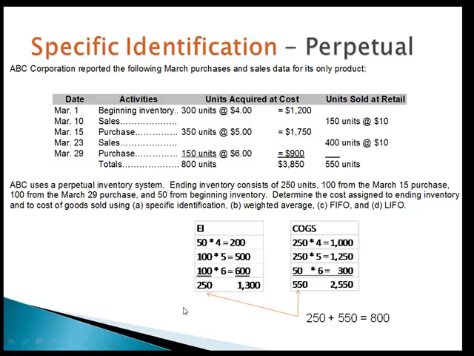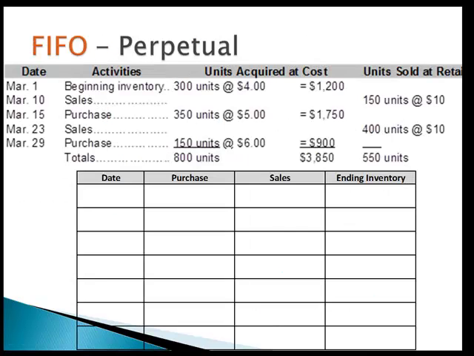We can check our figures by saying the units in ending inventory plus the units in cost of goods sold equals 800. Yep, that's how many units we had on hand. And we can do the same thing for the dollars. So 1,300 plus 2,550. Check that equals 3,850. If it does, then that's just one more little check to make sure we didn't make any errors.